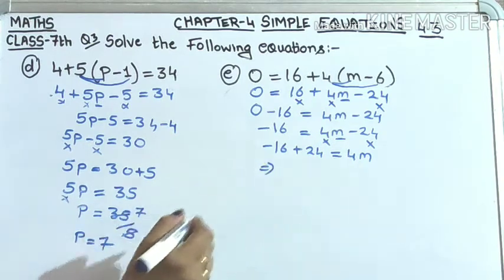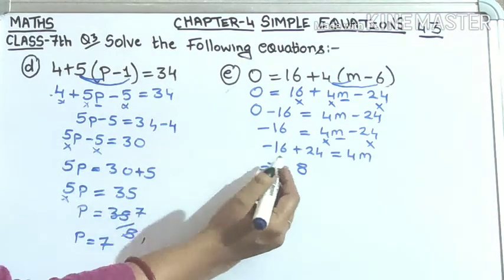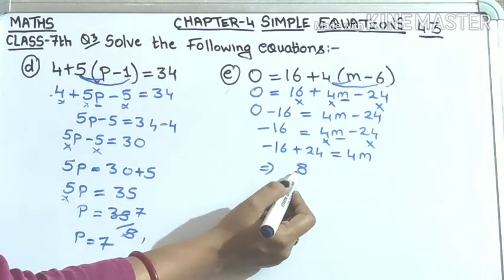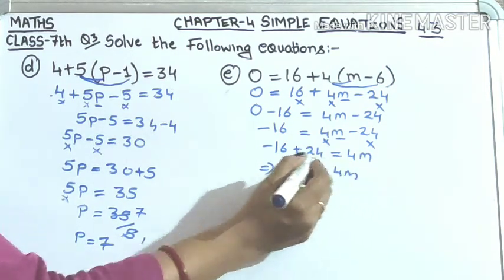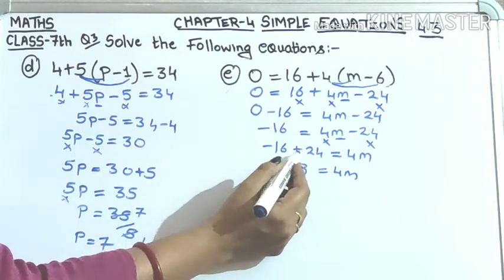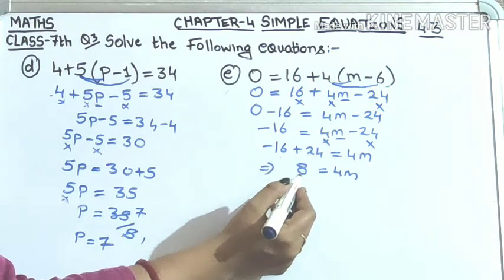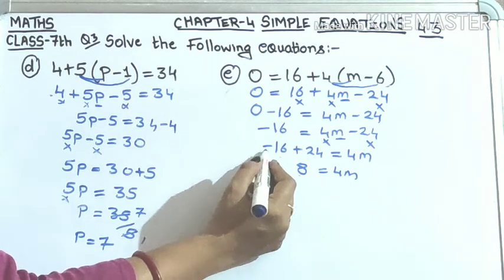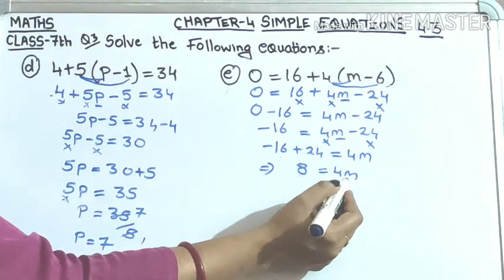Now one sign is positive and one sign is negative, and we know plus minus minus, so we subtract both these terms. 24 minus 16 will be 8, and the greater number has the positive sign, so it will be plus 8 equal to 4m.